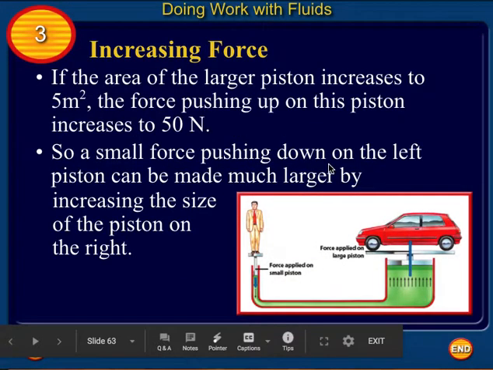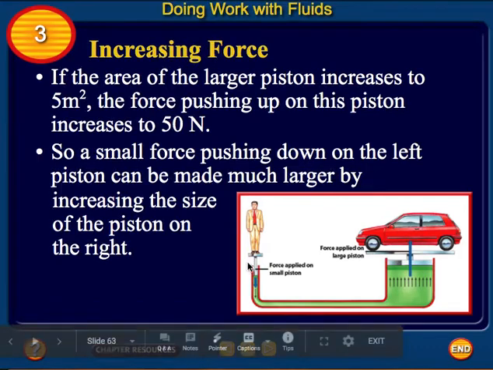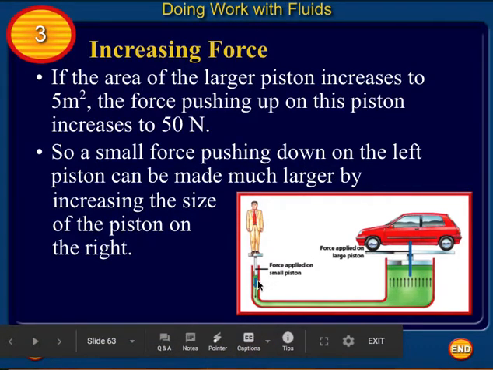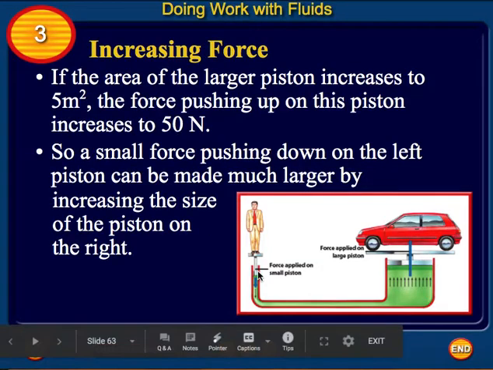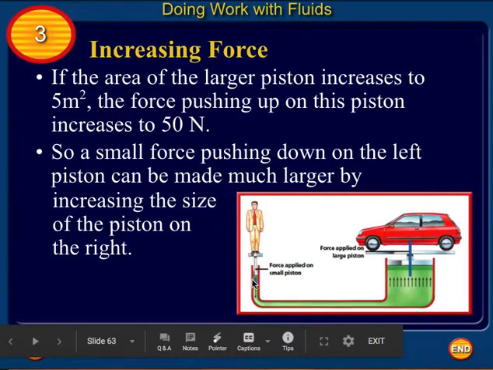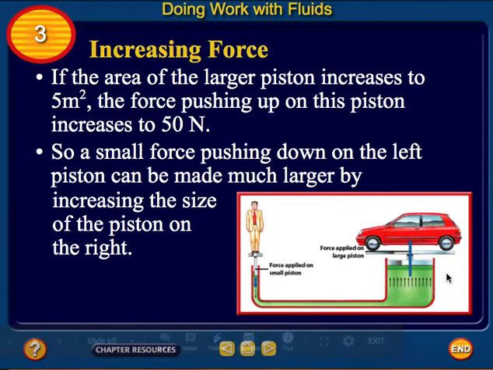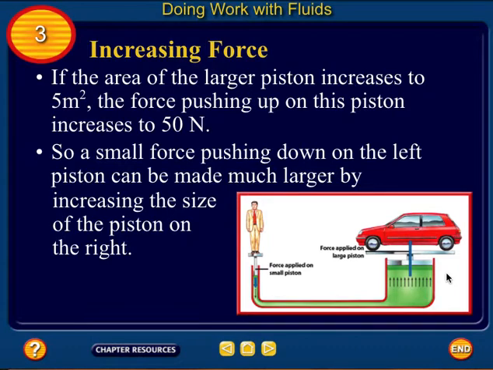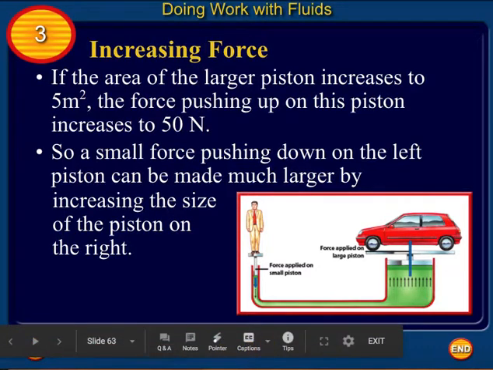If the area of the larger piston increases, so we went from 1 to 2 and it doubled, in this case, if it went from 1 to 5, it would multiply 5 times and have 5 times the output force. So not much pressure needs to go into the input in order to be able to pick up something a lot heavier and to do a lot more work effectively. A small force pushing down on the left piston can be made much larger by increasing the size of the piston on the right. That increase in size increases the overall output force that you can have.